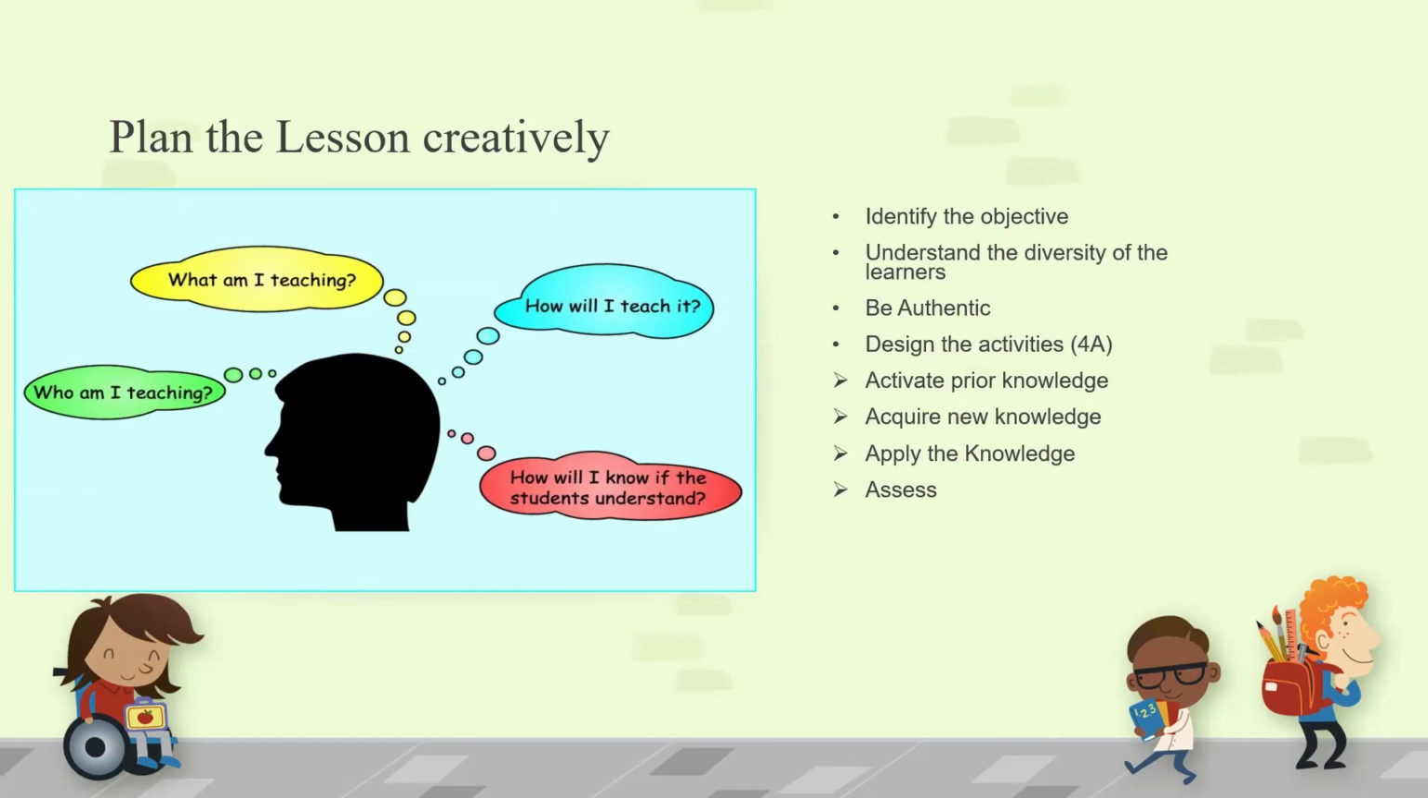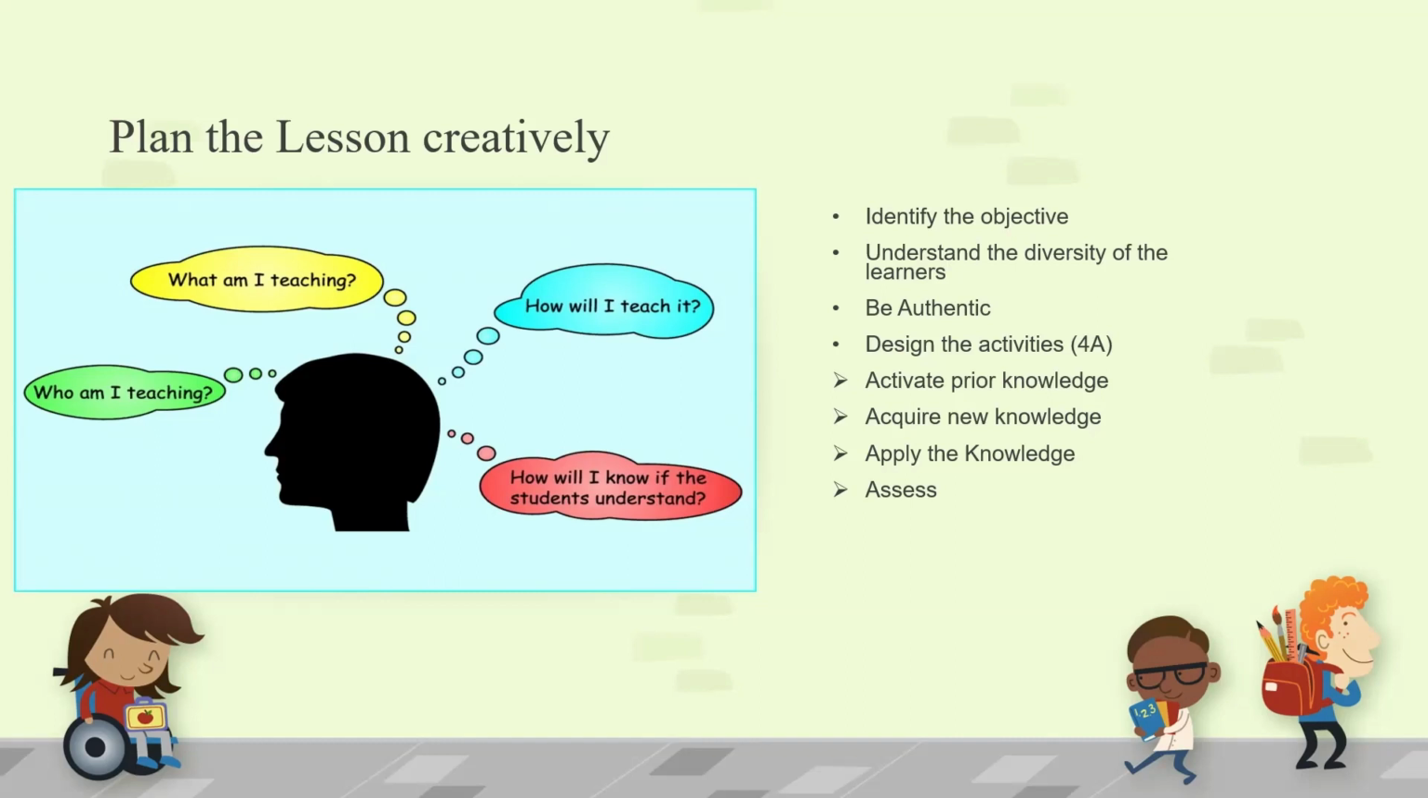We have to identify the objective. What are our main aims in the lesson? Also, we have to understand our learners. There are diverse learners in our classroom. Some are visual learners, some are auditory learners. We have to create our lessons to balance all these learners' capabilities. Not only that, we have to be authentic. Our lesson plans always should be hands-on experiences.